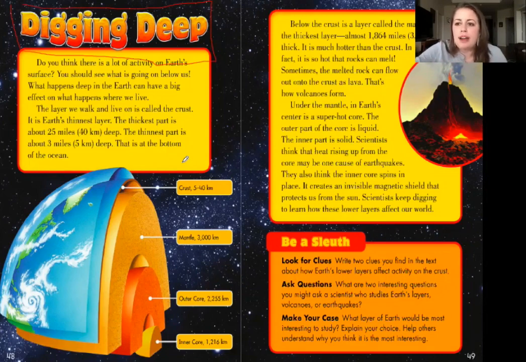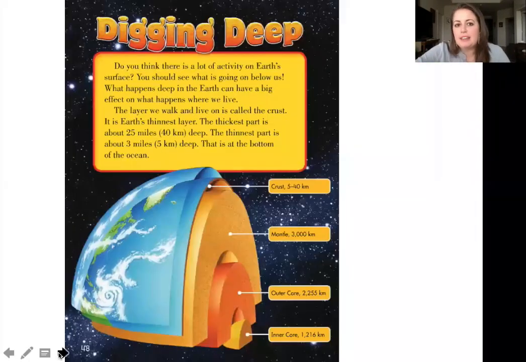So remember our purpose for reading. Before we start reading, I want to think about how do the layers of the earth change and how do they stay the same? We need to learn about them. Okay, let's zoom in together. I want you guys to read along with me. We will read the title and then the text in the yellow box, and we'll stop and talk about it at the end. Okay, here we go.